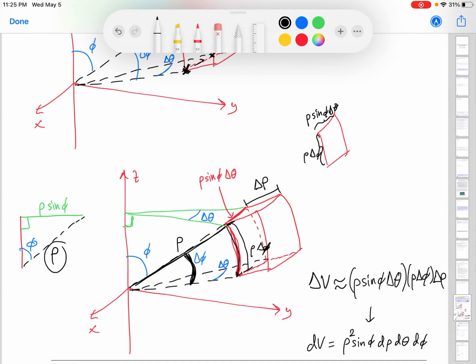Great, so far I have a rectangle with one side of length rho sine phi delta theta and the other of length rho delta phi. And then now I'm going to create my wedge by just expanding this by some distance delta rho outward.